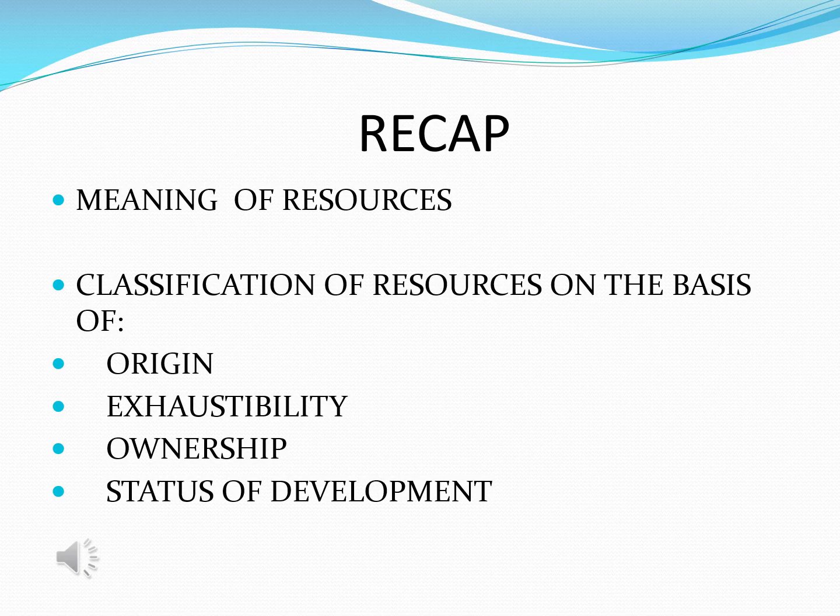Now, on the basis of the status of development, we have four different types, that is potential resources, developed resources, stock and reserve resources. Now, resources which are found in a region but have not been utilized are known as potential resources. Resources which are surveyed and their quality and quantity have been determined for utilization are known as developed resources.